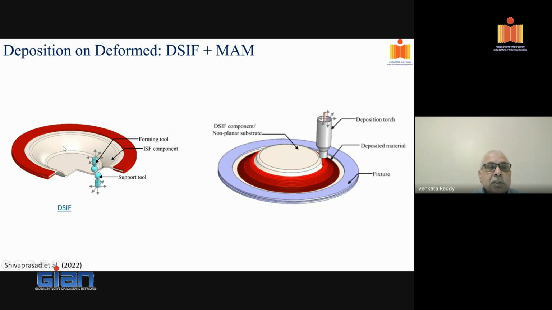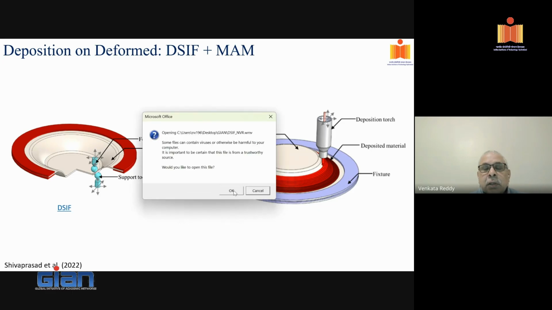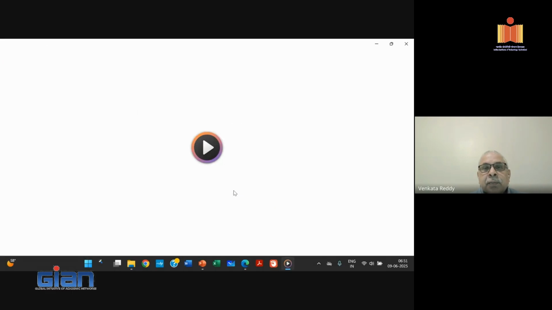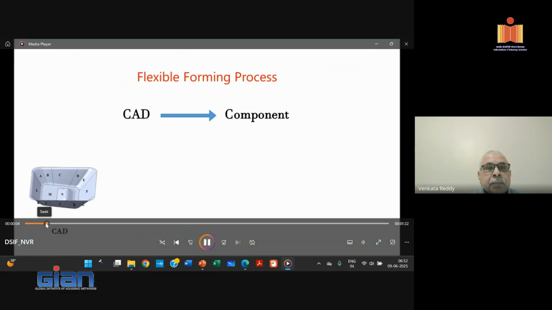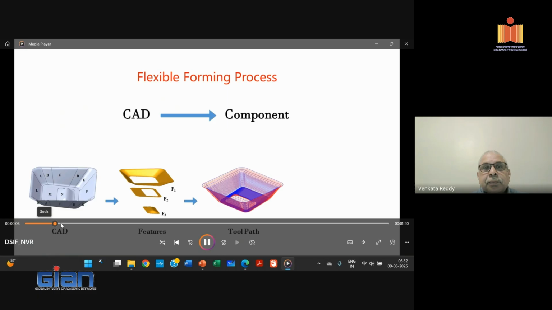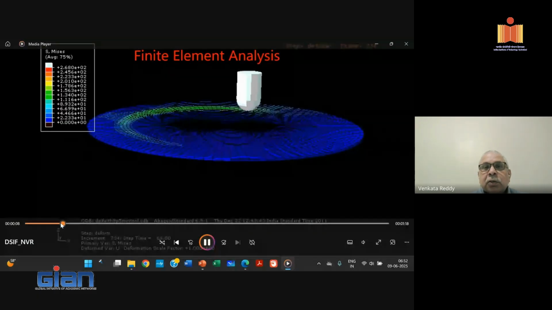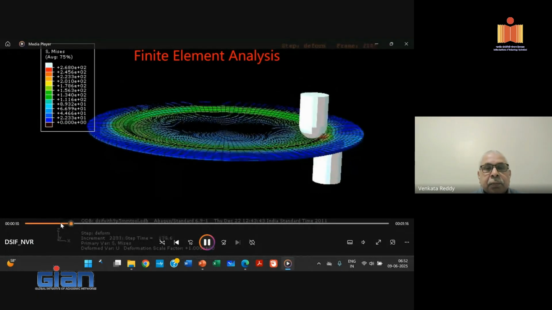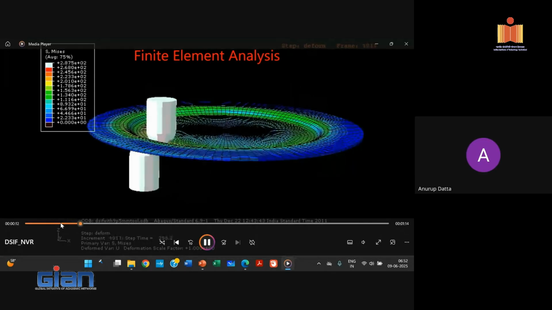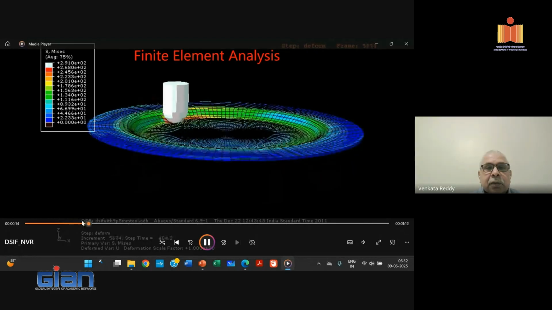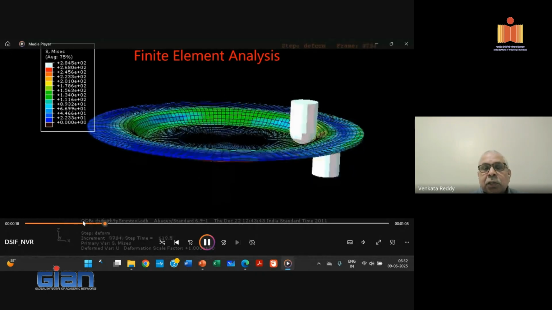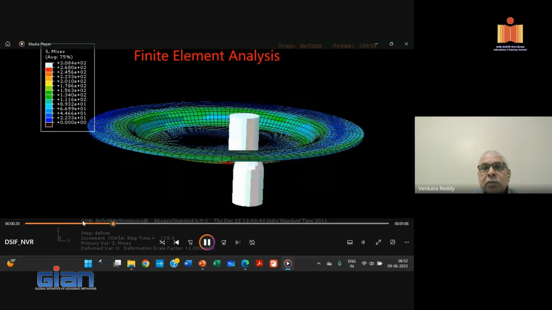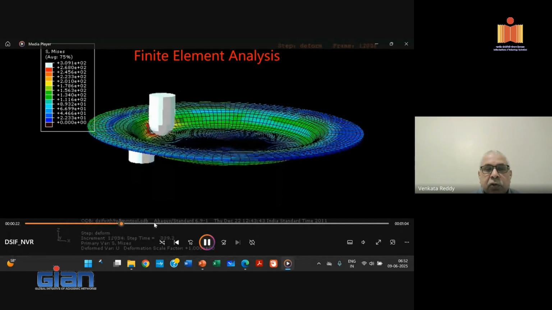First, we form this component using the DSIF. I'll quickly show you the video. I hope the video is visible. Yes, it's visible. Now, you can clearly see no die is necessary to make the sheet metal component. You can use just an NC machine, but it takes more time.